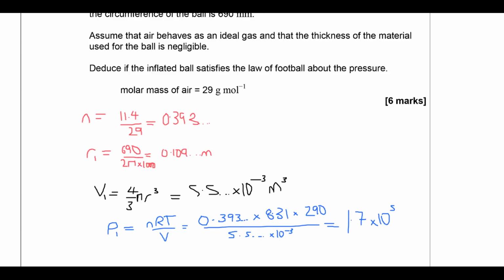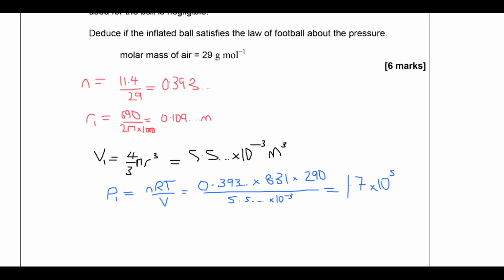And we need the pressure above atmospheric pressure. So effectively we have to take away 1 times 10 to the 5 from that answer. So it's above by 0.7 times 10 to the 5 pascals.